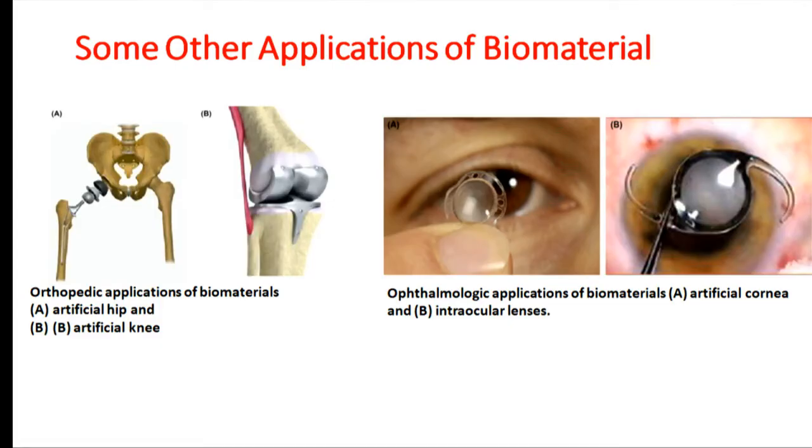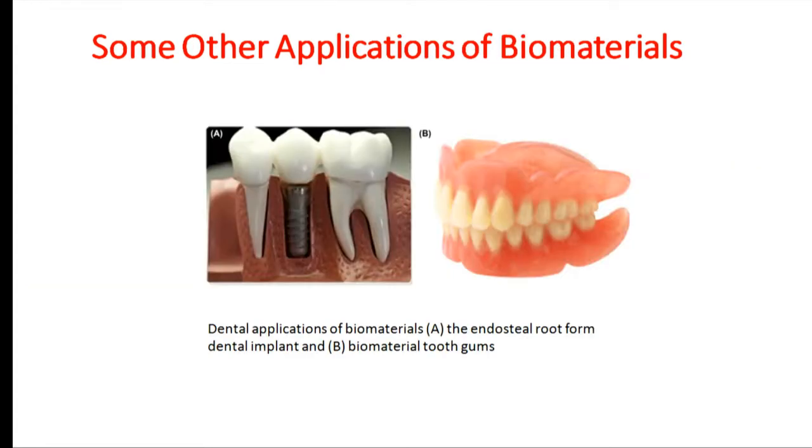There are some other applications of biomaterials. The metallic hip implant is very famous. When the hip has been broken, they can put this in, and people can walk again. And knee implants are very popular, so most people have them. And then in the area of the eye, it could be artificial cornea and intraocular lenses as well. So those could be biomaterials as well.